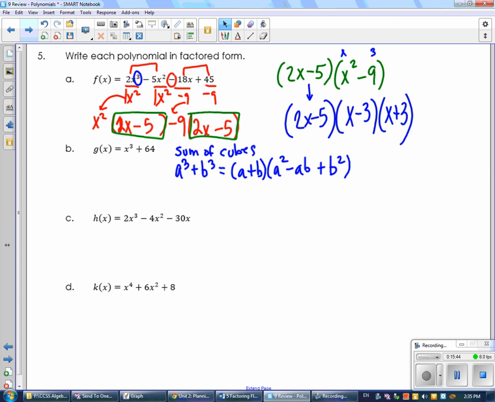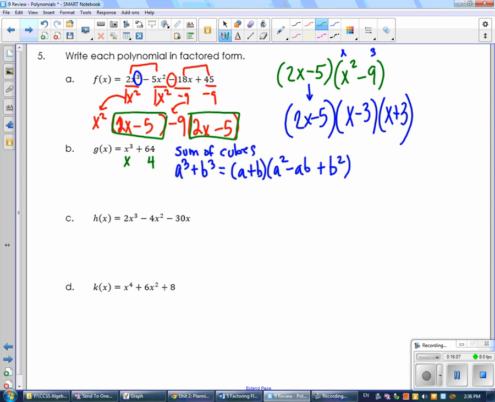So the idea then is to figure out what a and b are. And a and b are simply going to be the cube root of both of your terms. So the cube root of x cubed is going to be x. And be careful with the 64. 64 is also a perfect square. But we're taking the cube root of it, and the cube root of 64 is 4. So that gives me my a and my b.